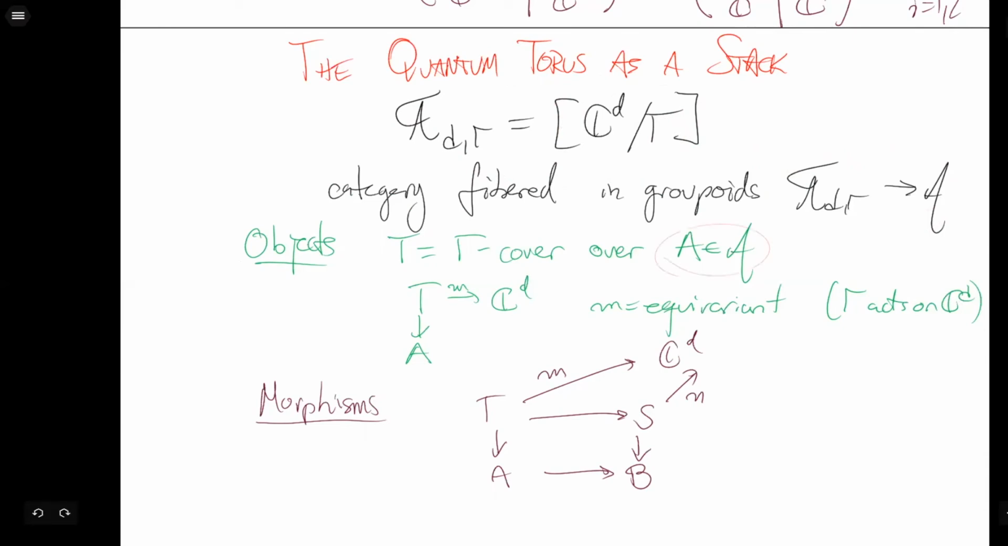Well, if I take any object of A, that is affine toric varieties, well, it's a gamma cover of A, a gamma cover, remember, depends on gamma, and an M together with an M equivariant map, and the morphisms are these. So this is the way to describe the non-commutative torus or the quantum torus as a stack. And there is this construction, the con functor, that will give me this algebra out of this.